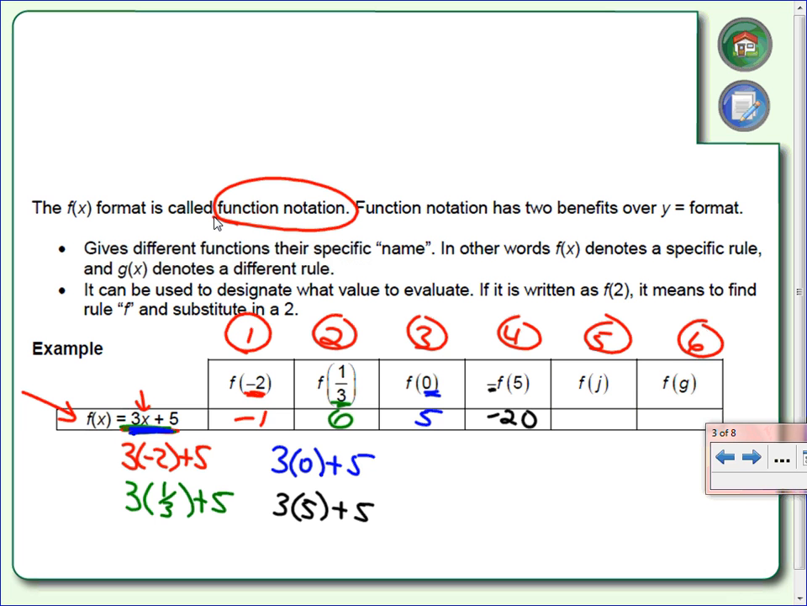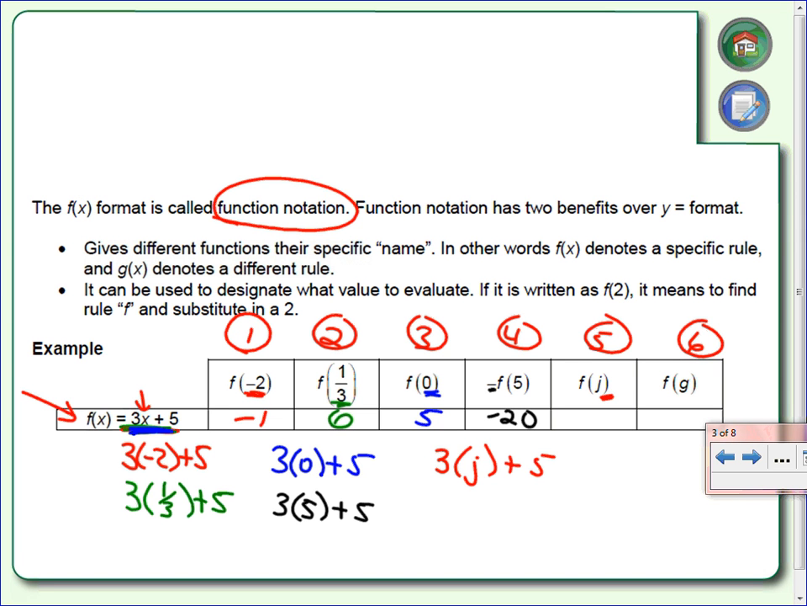Now on the next example, you'll notice instead of giving me a number, this time they've given me a letter, a variable. But we're going to do the same process, guys. We're still going to take out x. And what are we going to replace the x with this time? A j. Everything else, just like we've done before.